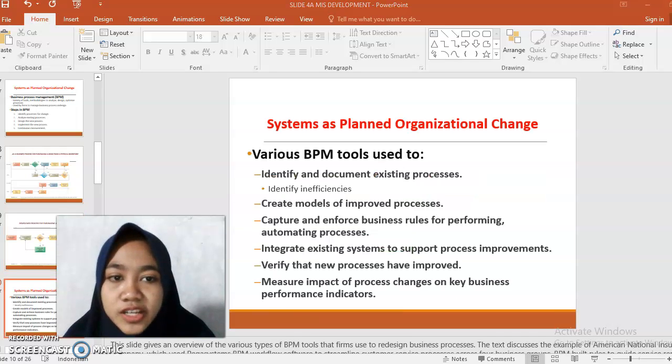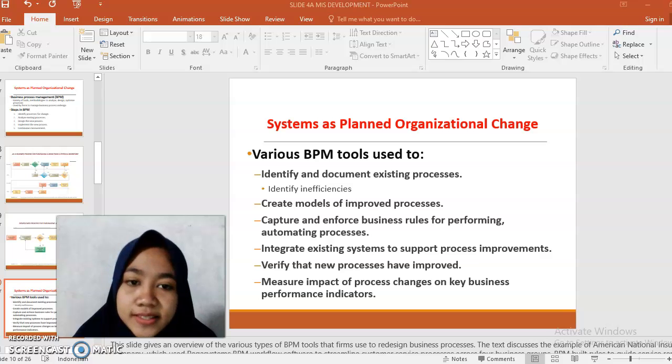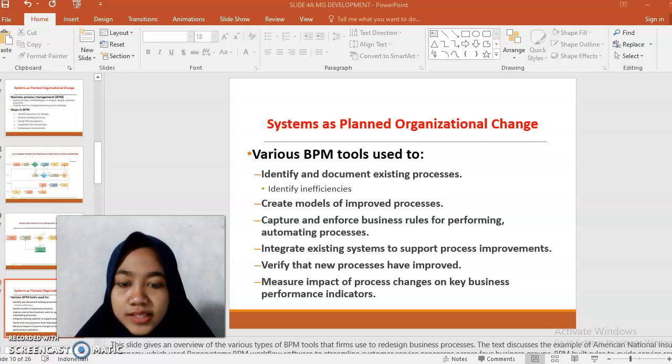System as planned organizational change. Various BPM tools are used to identify and document existing processes, create models of improved processes, capture and enforce business rules for performing and automating processes, integrate existing systems to support process improvement, verify that new processes have improved, and measure the impact of process change on key business performance indicators.